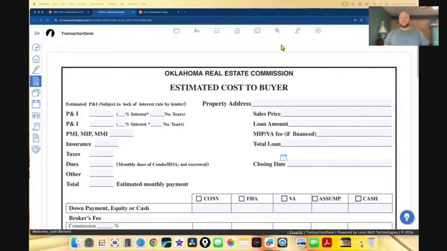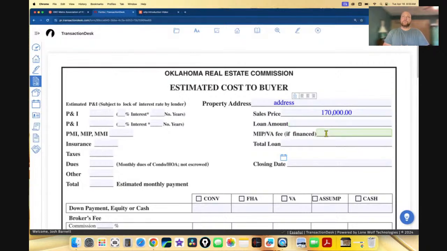All right, so of course, real simple up top, you put the address. I'm just going to write address, because if I put an actual address, YouTube or Facebook might take this down, saying that I'm sharing too much personal information. And then sales price, let's say this is a $170,000 USDA home that is being purchased by your customer. So we'll just put $170,000 right there.